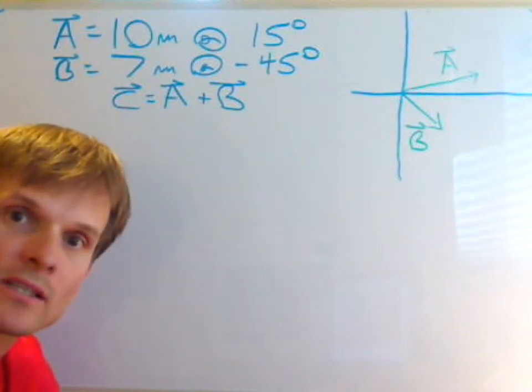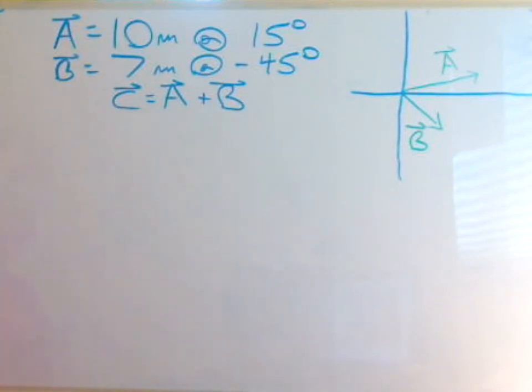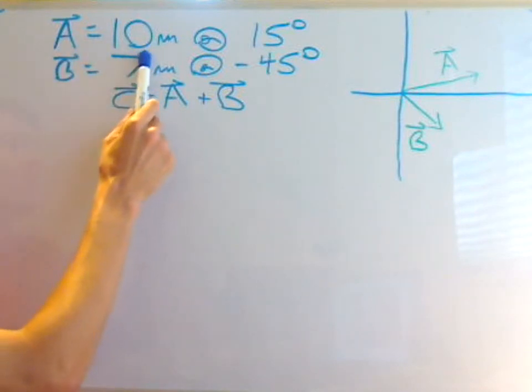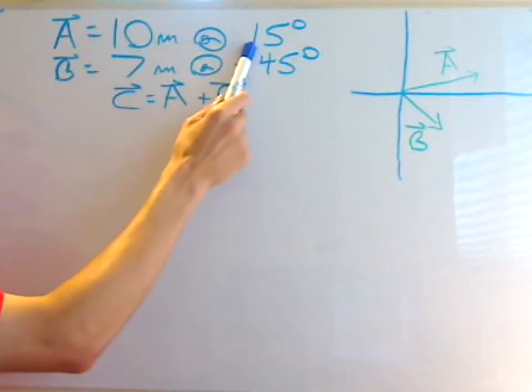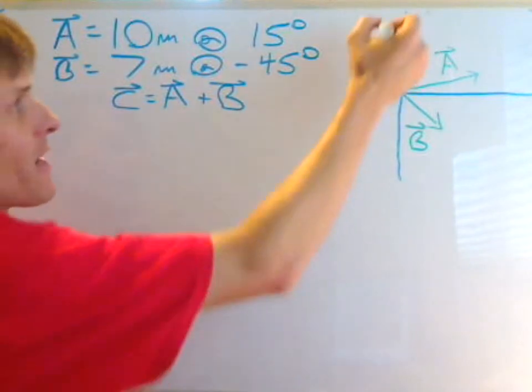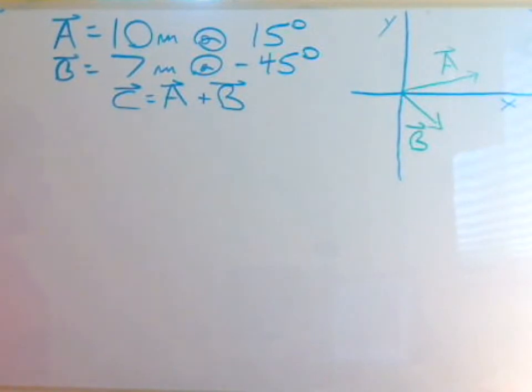Okay, so let's go ahead and work this vector example from the lecture. Just to remind you what the problem is here, we have two vectors. Vector A has a length of 10 meters and is at an angle of 15 degrees from the x-axis. So we've drawn that on this diagram over here, where here's our y-axis, and there's our x-axis. And vector B has a length of 7 meters, and it's at an angle of minus 45 degrees, or 45 degrees below the x-axis. And we want to know what is the vector we get when we add those together. We'll just call that vector C.